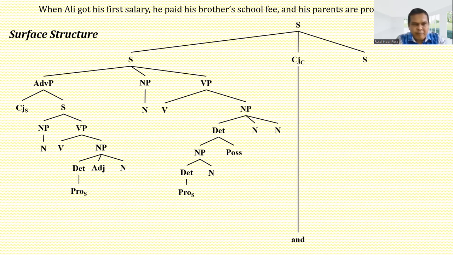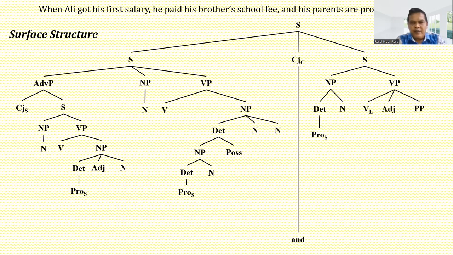Now let's see here. The second one, of course, the second clause or the independent clause, has no change. It is exactly similar to the one we have in the deep structure. So we have here NP VP, NP determiner noun, and then the determiner is composed of possessive pronoun, and then the verb phrase is composed of linking verb, adjective, and prepositional phrase, and the prepositional phrase is composed of preposition and noun phrase, and the noun phrase is composed of personal pronoun. We have labeled all the constituents of the sentence.